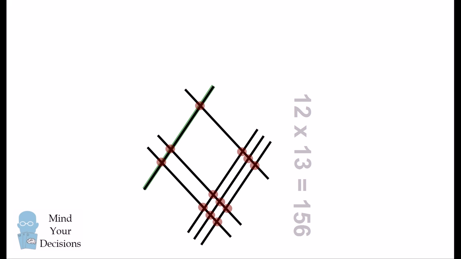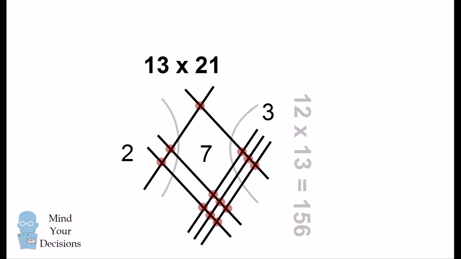Here we have one line, and then we have 3 lines. So that means the first number we're multiplying is 13. For the lines in the other direction, we have 2 lines followed by 1 line, which represents the number 21. So this diagram represents 13 times 21. We can again group the intersections that are vertically aligned. We have 3 on the right, 7 in the center, and 2 on the left. And that gives us our answer that 13 times 21 is 273.